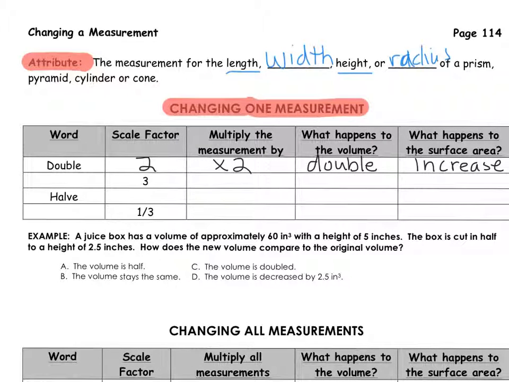You can also triple an attribute or measurement. That means your scale factor is 3, and you would multiply the measurement they tell you to by 3. If you triple one measurement, then what happens to the volume? Well, you're going to be tripling the total volume of the prism, which also means that the surface area is going to increase.